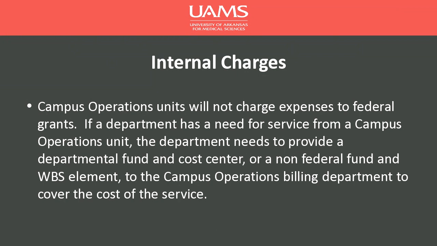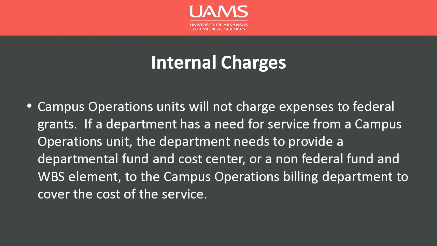So one thing you should be aware of on internal charges, though, is that campus operations will not charge expenses to federal grants. If a department has a need for a service from the campus operations unit, the department needs to provide a department fund and cost center or a non-federal WBS element. So for your building, you can have it in your budget, but when you go to expense it once the award happens, you may have some problems trying to get it approved unless you have a prior approval for that.